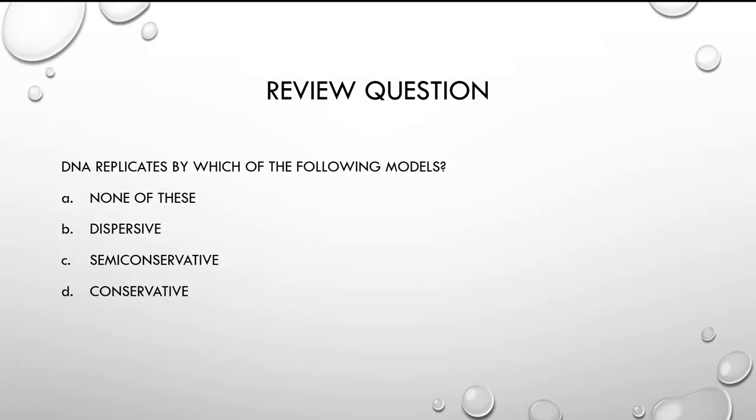All right, so that was a pretty good, easy video to just see the process. Let's do our review question. DNA replicates by which of the following models? Let's talk about the three possibilities: B, dispersive, C, semi-conservative, or D, conservative. If you chose semi-conservative, I would agree with you. DNA replicates by the semi-conservative model. That means by the end, each strand will contain half old and half new.